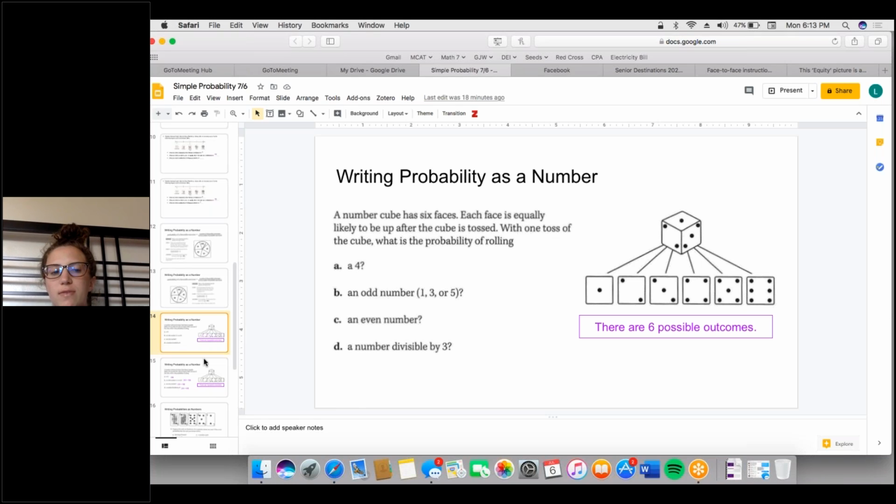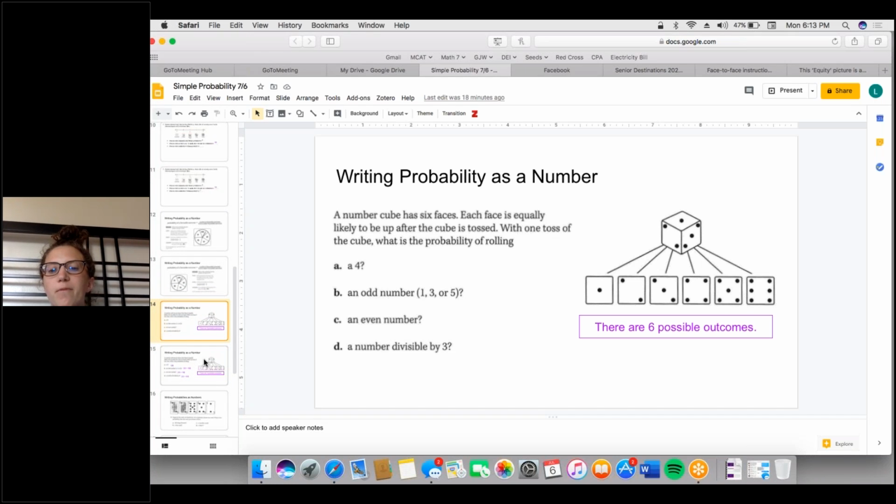And now in each problem, I just have to find out the number of favorable outcomes. So what is the probability in A of rolling a 4? If I look at my die, only one of the sides has a 4 in it, so I only have one favorable outcome. So the probability of rolling a 4 is 1 out of 6. 1, my number of favorable outcomes. 6, my number of possible outcomes.